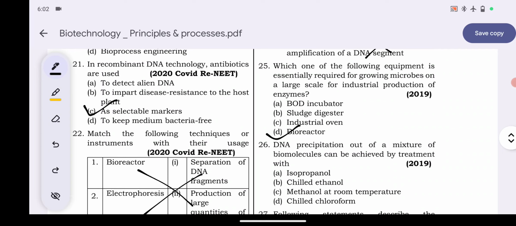Okay, large scale में कुछ भी प्रोड्यूस करना है एंजाइम्स, मोस्टली प्रोटीन्स, तो उसके लिए क्या यूज होगा? ऑप्शन डी, बायोरिएक्टर्स. Bioreactors are essential for the large-scale synthesis of enzymes. Bioreactors are used in the large-scale production. So option D is your answer.